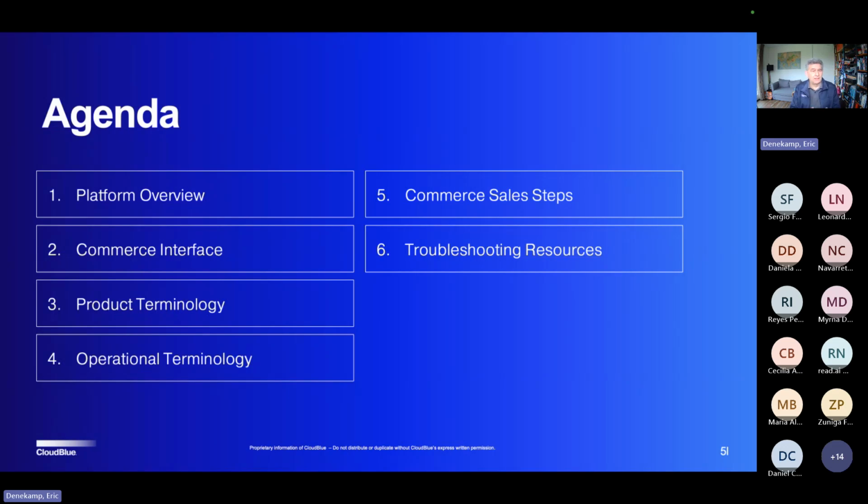Operational terminology is in there. Commerce sales steps are involved there. I might go through it a little bit quicker because we don't need that. You already have the platform. And as far as I know, you were pretty happy last time I was over. And a couple of troubleshooting resources that you might need to use. After this, like I said, I'm going to probably do a Q&A halfway, a short break, and then at the end of the module, another break.